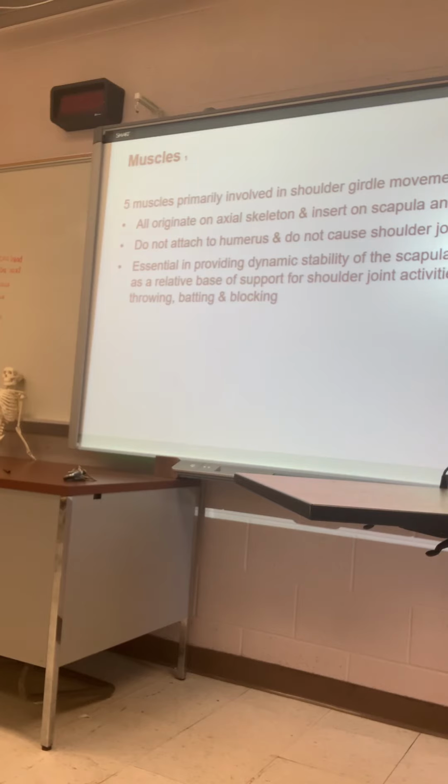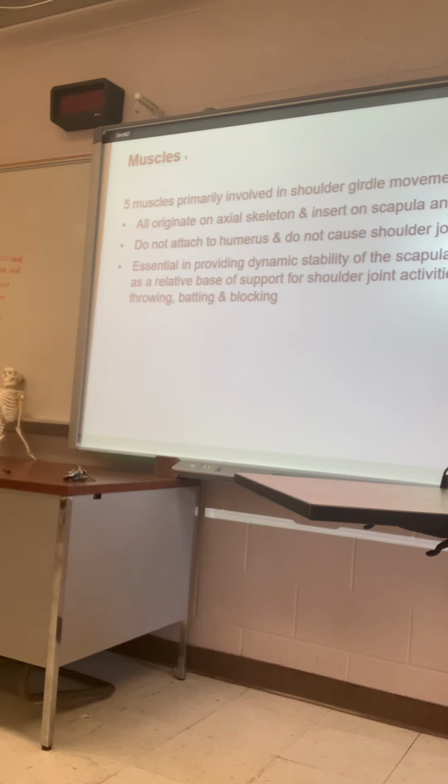So, 5 muscles are involved in movement of the shoulder girdle. They all originate on the axial skeleton and insert on the scapula and or clavicle. Origination is always the stable portion of the muscle. Insertion is generally the movable portion of the muscle. Those are 2 terms that definitely need to be known on the test. Which ones? Origin and insertion.